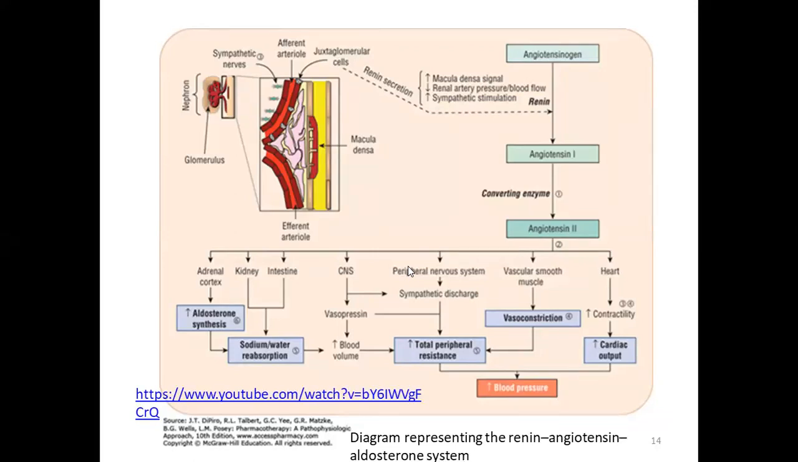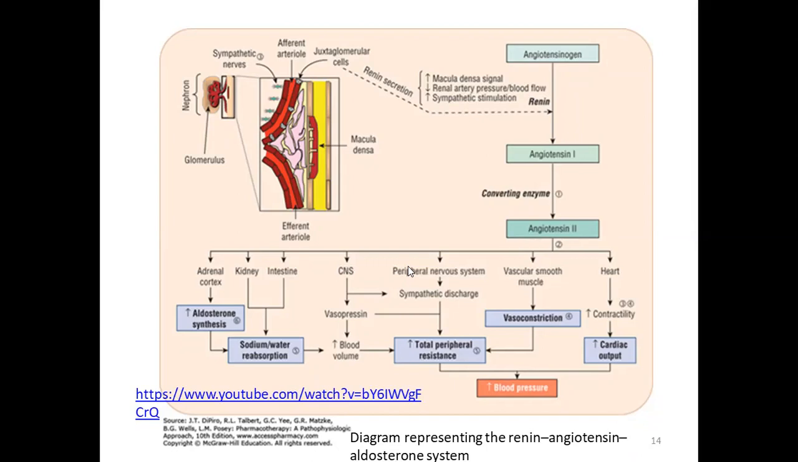Remember, as we age, the RAS system will be activated because the blood vessels are stiffened. And as we age, the RAS system can be activated because the patient is having any other cardiovascular disorder that can activate the renin-angiotensin system.